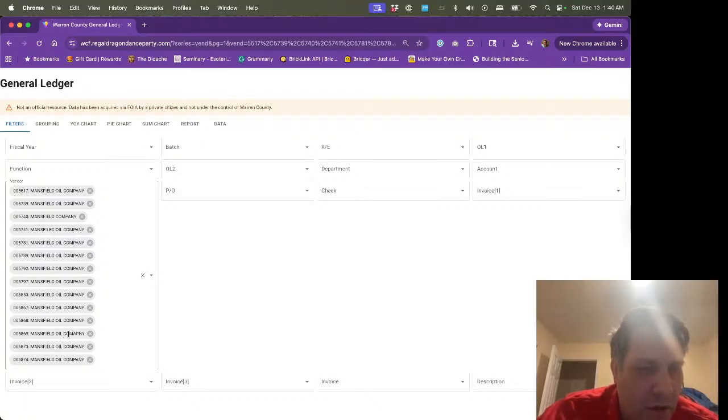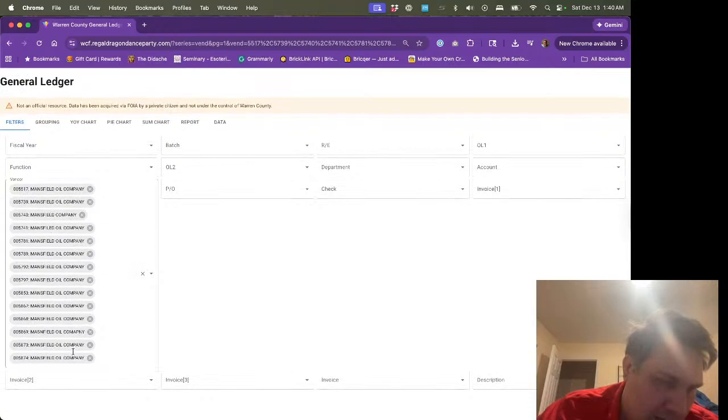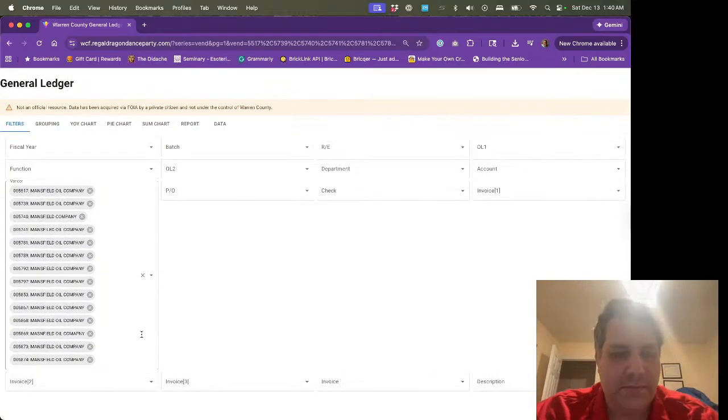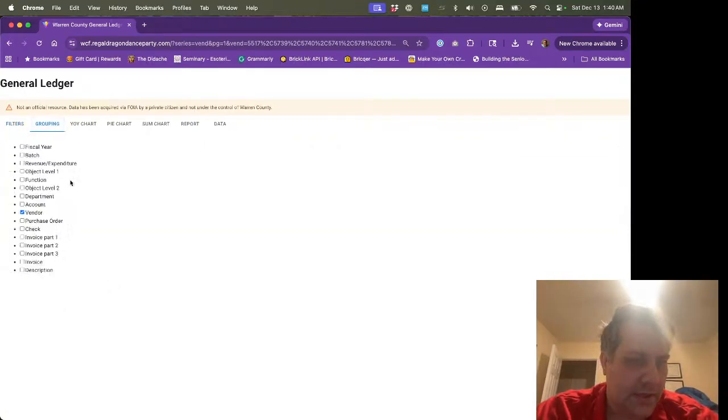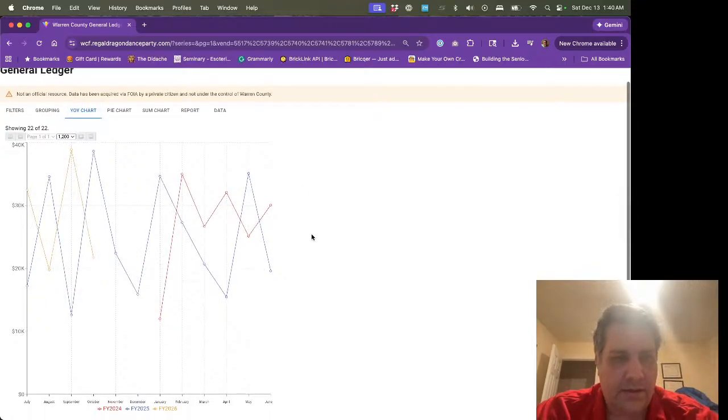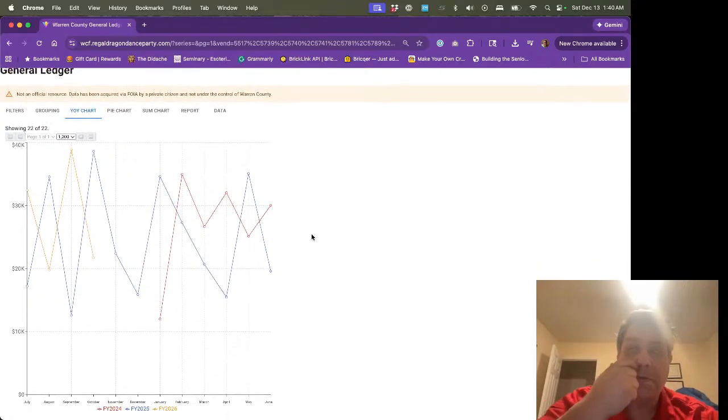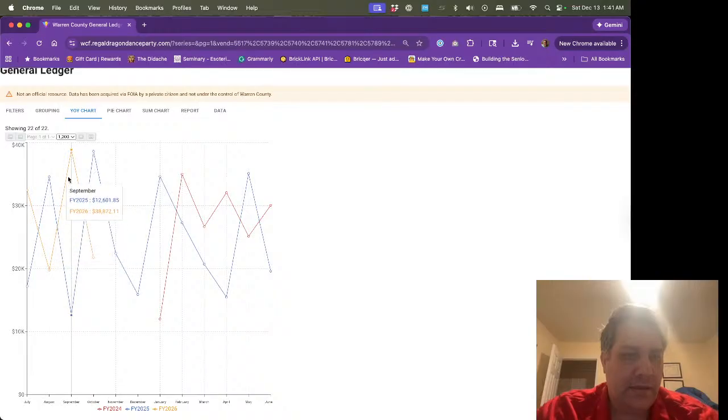Here we go. Comapny. So people just do it wrong sometimes. So we got all of our Mansfield reports. Let's keep our fiscal year in. Now we see what Mansfield is getting every year, month by month. And we can kind of see that there are some spikes and then some low points.